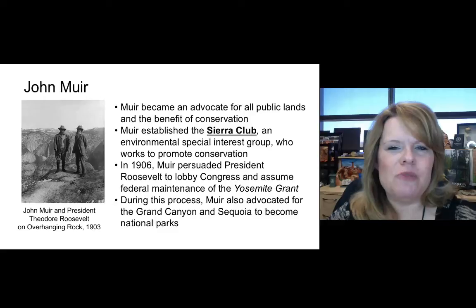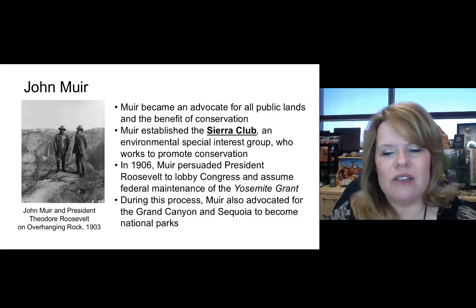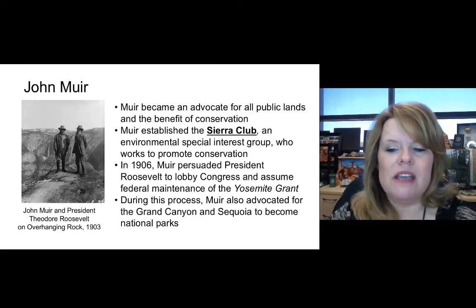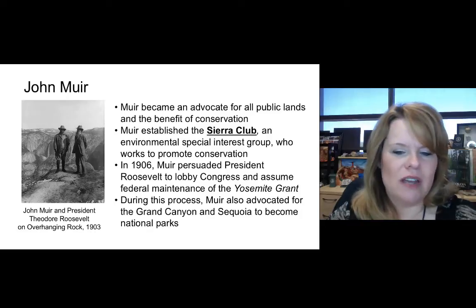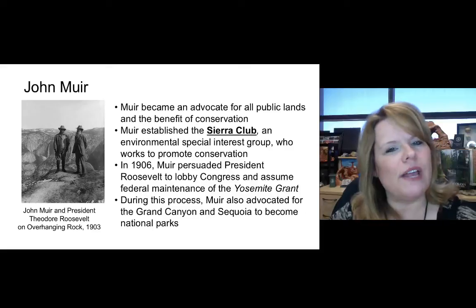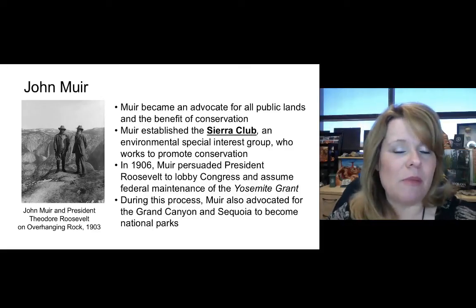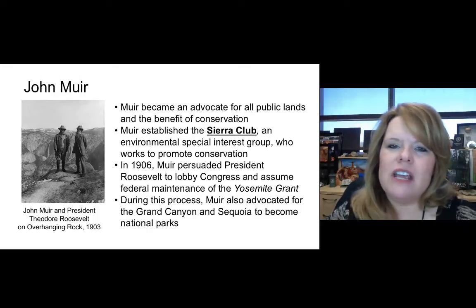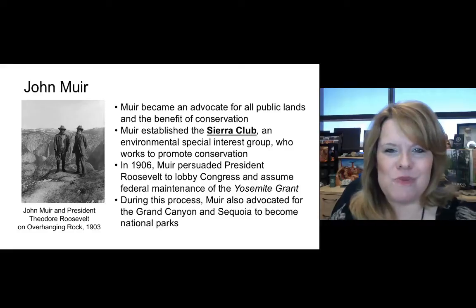In 1906, Muir persuaded President Roosevelt to lobby Congress and assume federal maintenance from the state of California for Yosemite, and this is called the Yosemite Grant. During this process, Muir also advocated for the Grand Canyon and Sequoia to be designated as public lands such as national parks. This is a famous image of Muir and Roosevelt standing together on overhanging rock in 1903, which is a beautiful scenic area in Yosemite National Park.